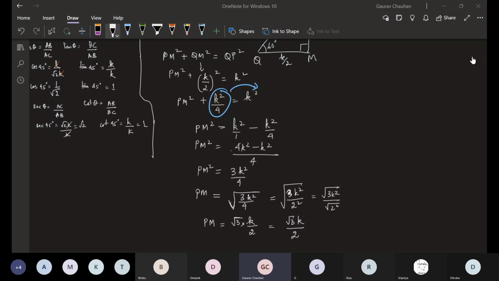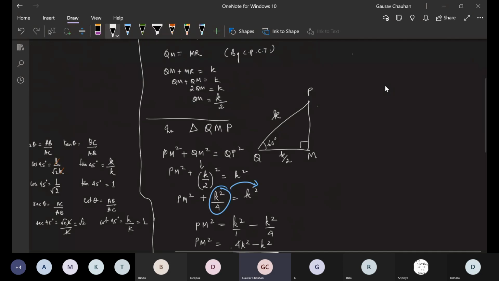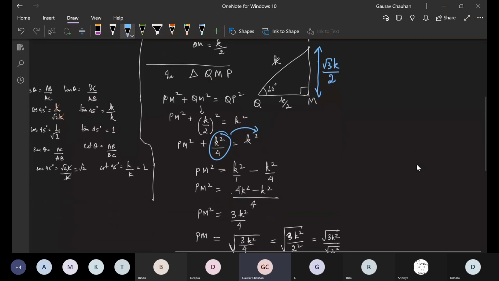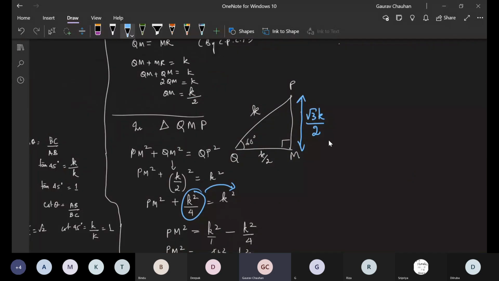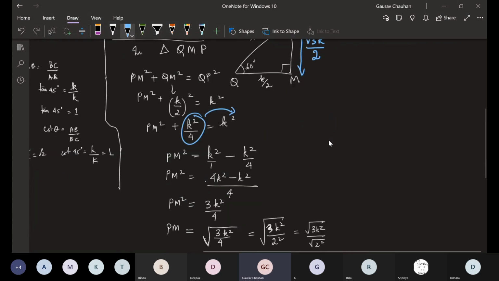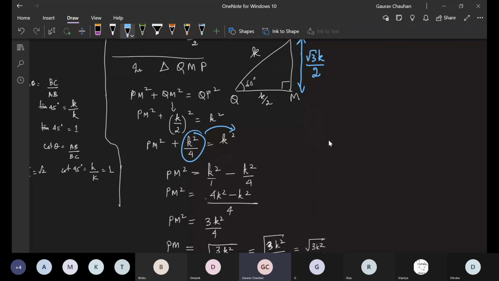Now what is happening here is I have got PM's value. I have got PM, and this value is root 3k by 2. I have got it in terms of k now. I can start finding sine theta. First, let's do it for 60 degrees. Then we will do it for 30 degrees using the same exact triangle. Some of you might already have an idea how we will do it. But let's start with angle Q.